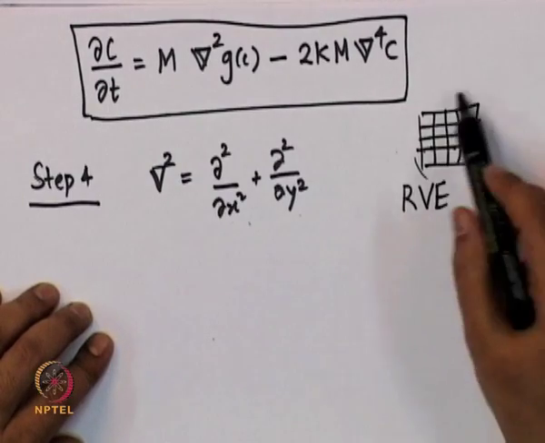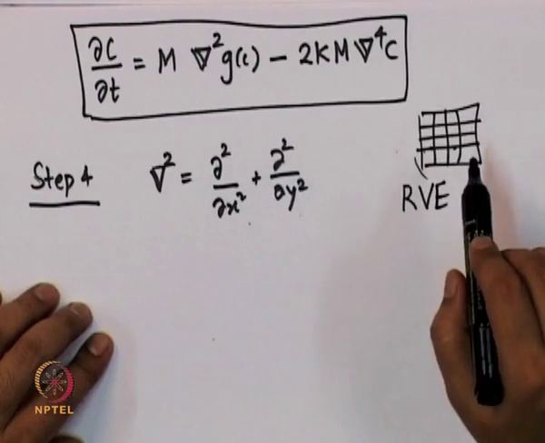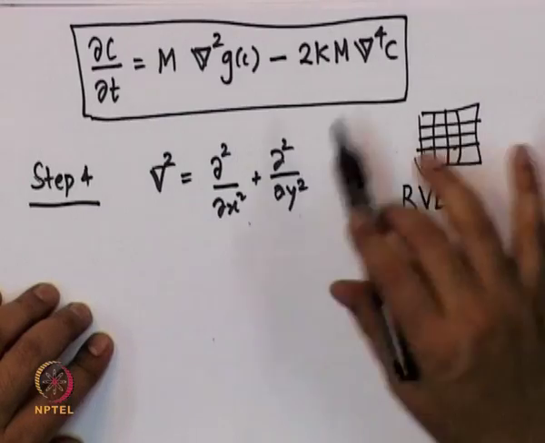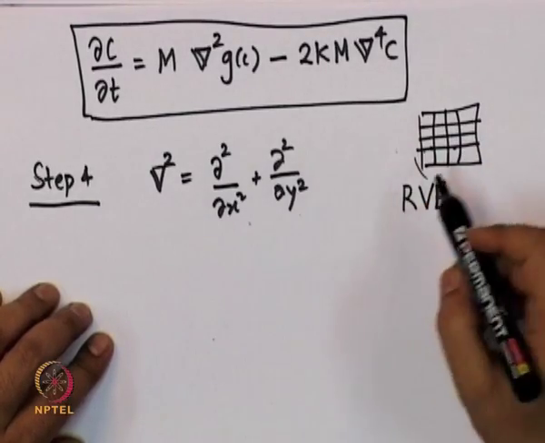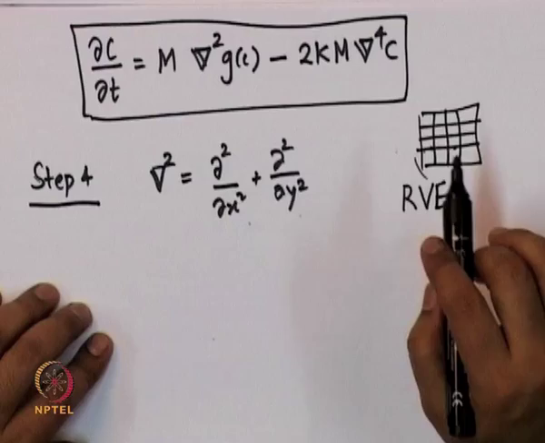That is, this region that we are looking at is a representative area of the entire microstructure. So, whatever is happening here is sufficient to get the complete information about the microstructure. That is an implicit assumption that is made if you are using periodic boundary conditions.